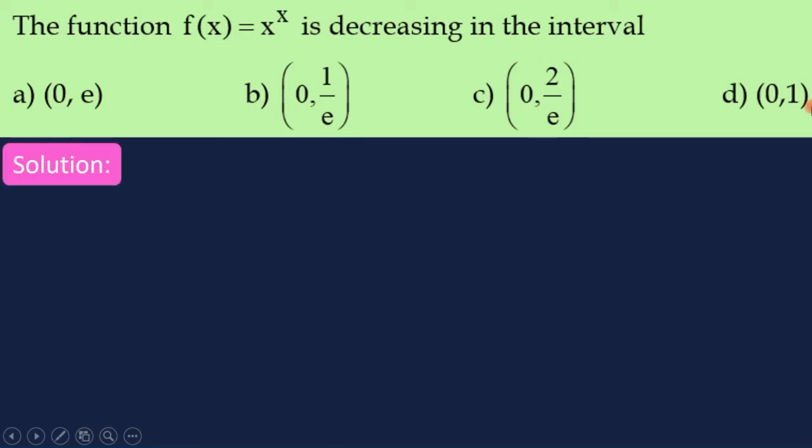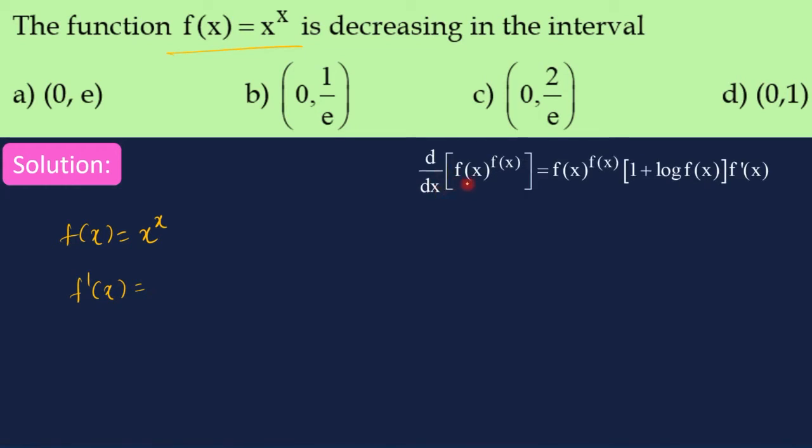Let us find this. Given f of x is equal to x power x. Now differentiating with respect to x, we get f dash of x is equal to, we know that d by dx of f of x whole power f of x is equal to f of x whole power f of x, that is x power x, into 1 plus log f of x, that is log x, into f dash of x, that is differentiation of x is 1.